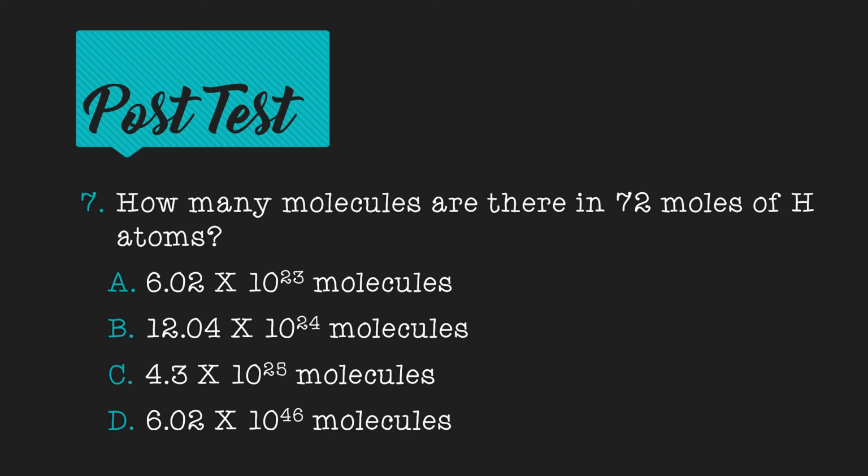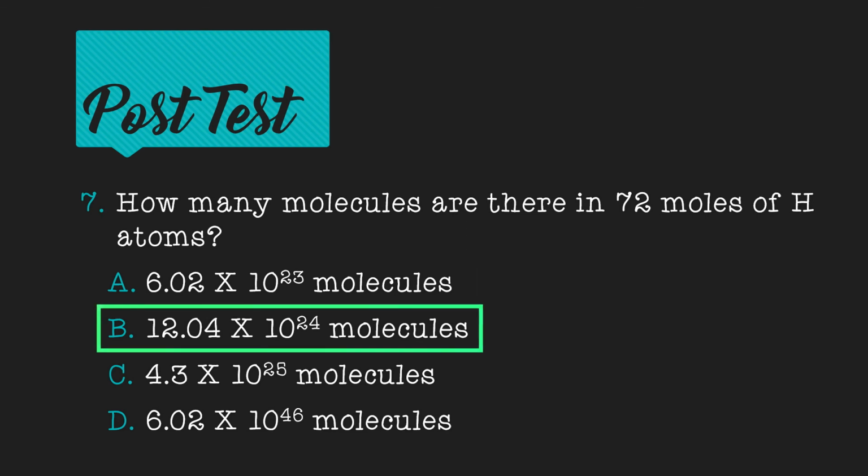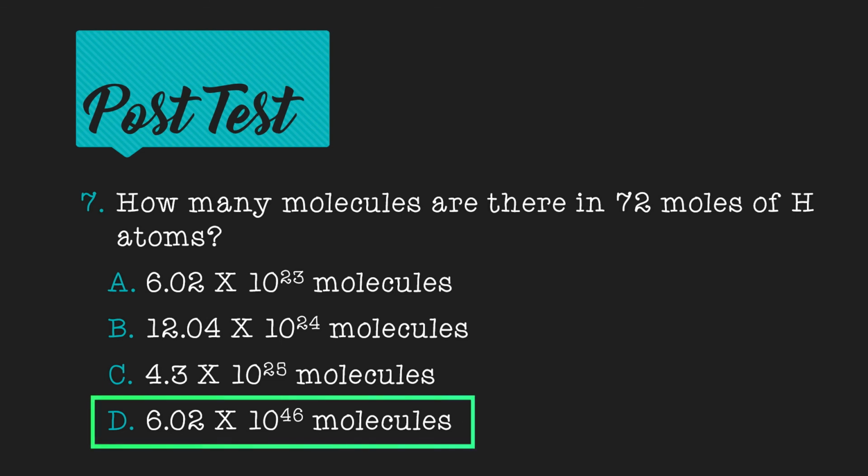Number 7. How many molecules are there in 72 moles of hydrogen atoms? Letter A. 6.02 times 10 raised to 23 molecules. Letter B. 12.04 times 10 raised to 24 molecules. Letter C. 4.3 times 10 raised to 25 molecules. And letter D. 6.02 times 10 raised to 46 molecules.